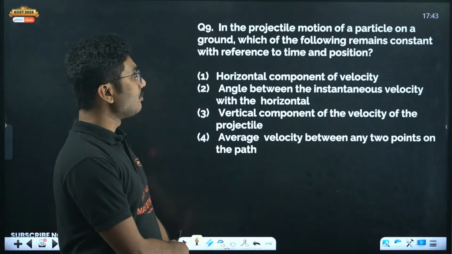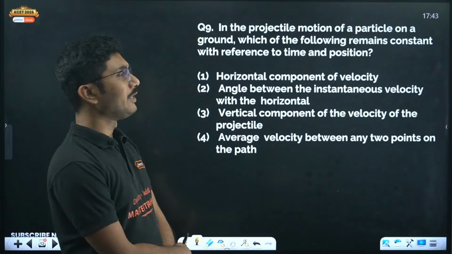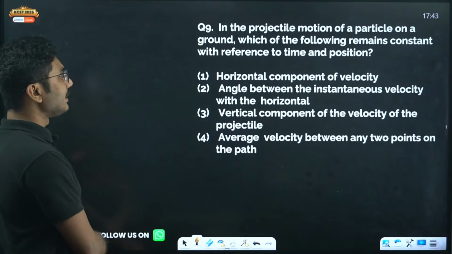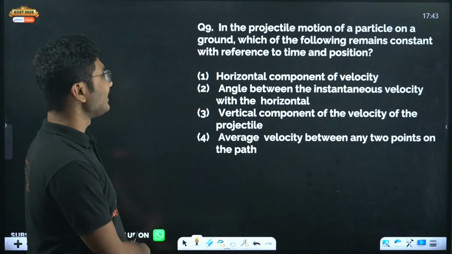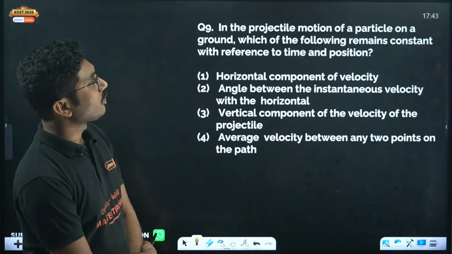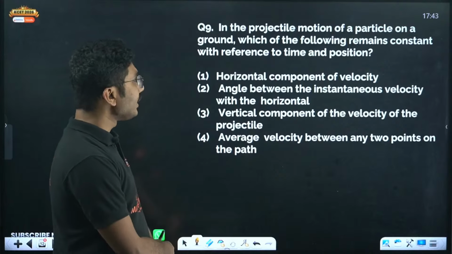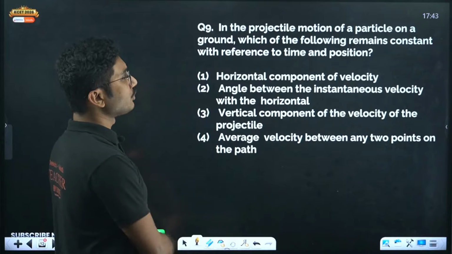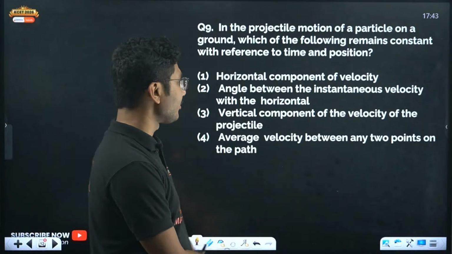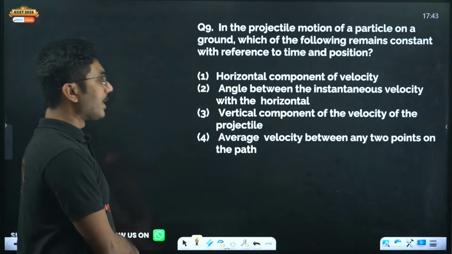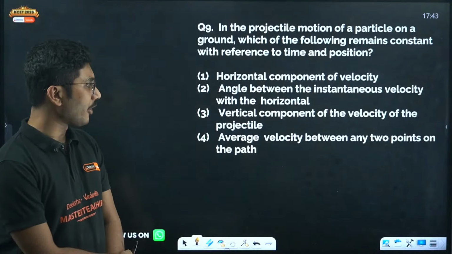In the projectile motion of a particle on a ground, which of the following remains constant with reference to time and position? Horizontal component of velocity, angle between the instantaneous velocity with the horizontal, vertical component of the velocity of the projectile, average velocity between any 2 points on the path.